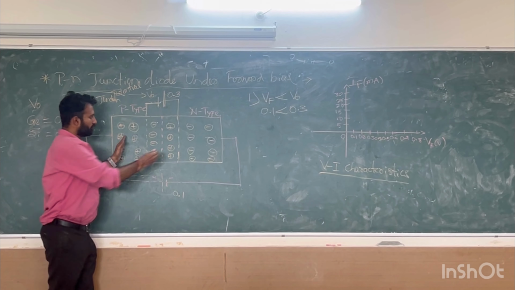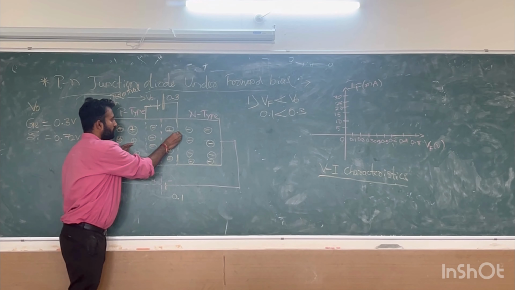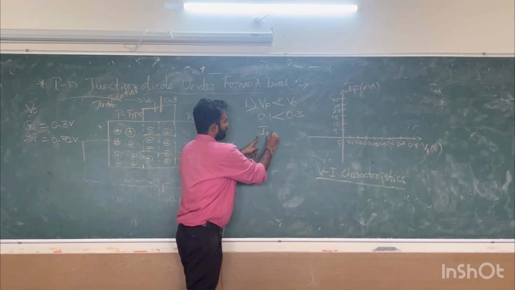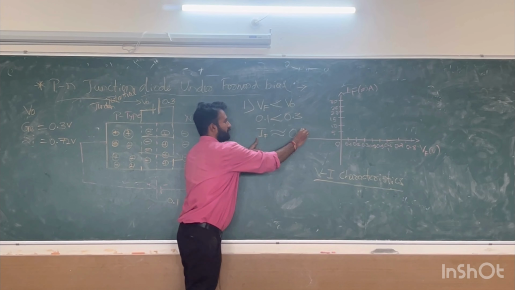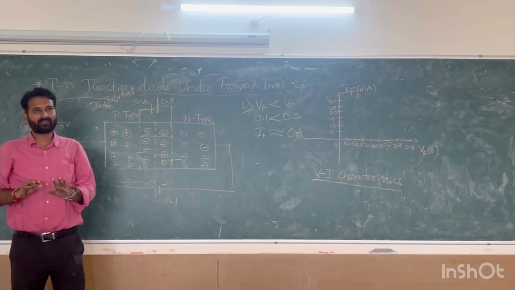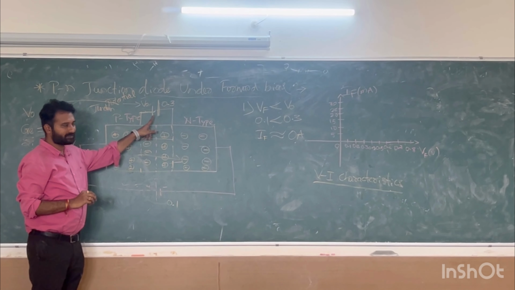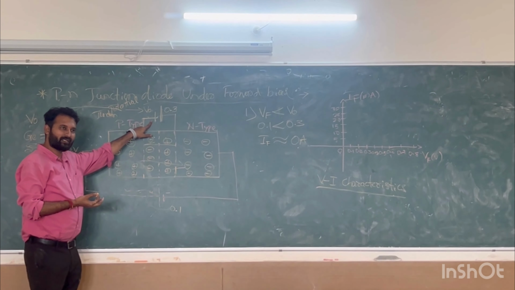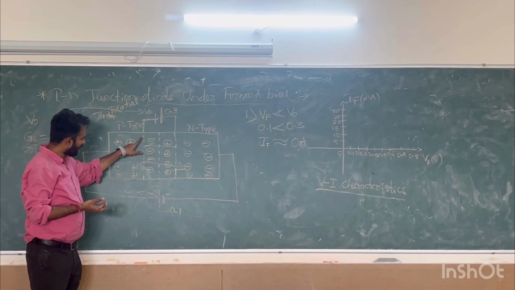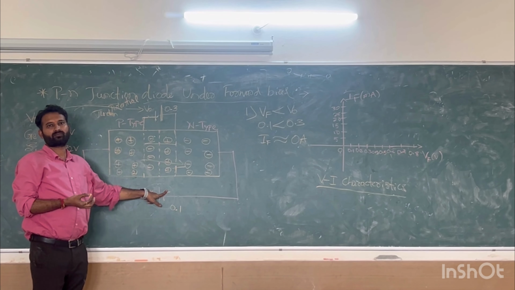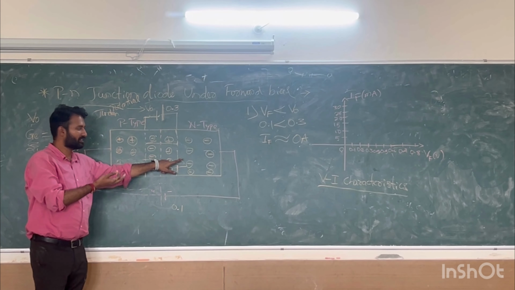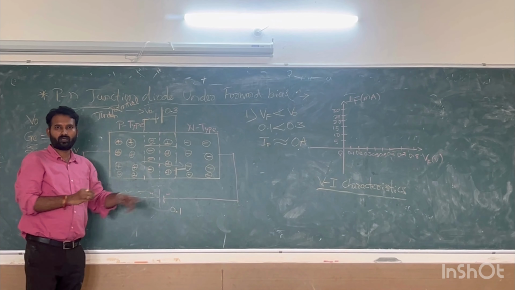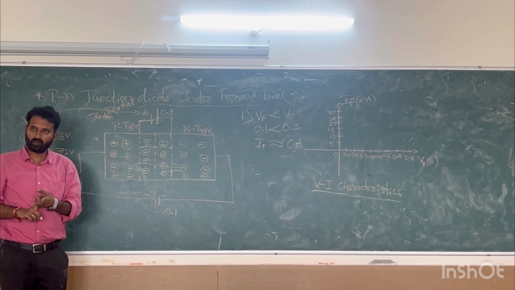Understandable? If majority carriers will not move in the opposite direction, what will happen? There will be no current. Current is nearly equal to 0 ampere. If your Vf is less than V naught, that is the case. You will have an internal potential, that is the barrier, junction potential, and this barrier is acting like a door, which is preventing the further movement of majority carriers. Clear this? IF will be 0 ampere.